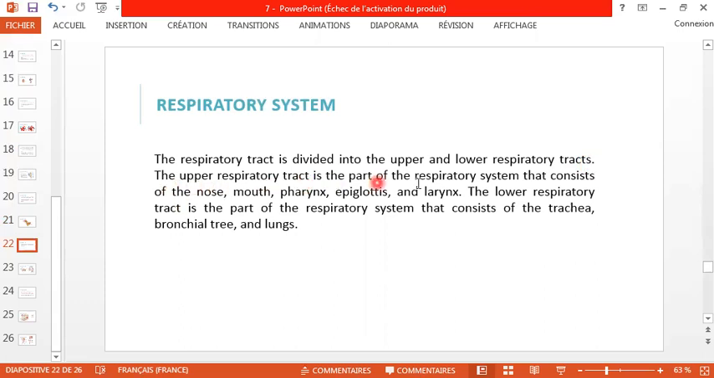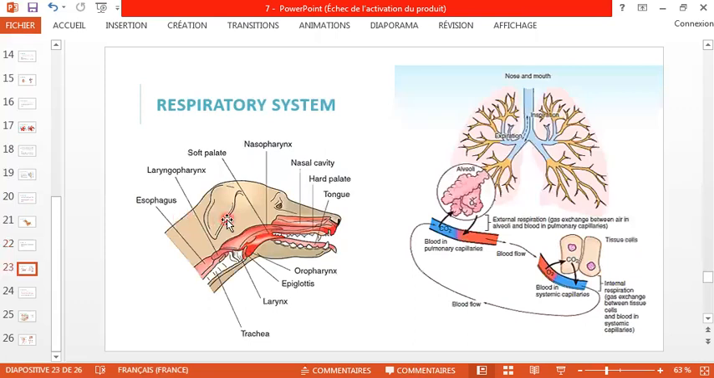The upper respiratory tract consists of the nose or nasal cavities and the larynx, and the lower part includes the lungs. We call them upper and lower according to their position. Once again, in the upper respiratory tract you have the oral cavity with the tongue and palate, le palais, the soft palate, and you have the oropharynx and nasopharynx.